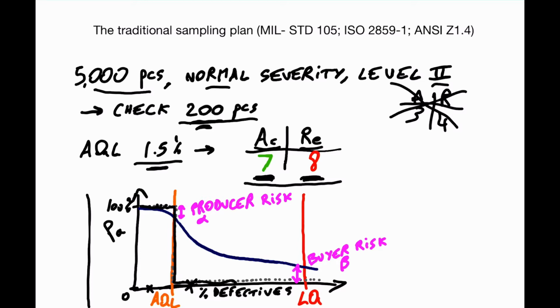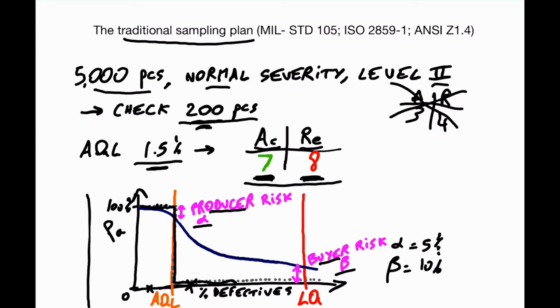Now, in this traditional sampling plan, the operating characteristic curve looks like the one shown here, and you can see the alpha risk and the beta risk. The alpha risk is the risk of having a good batch rejected, so it's the producer's risk, that's what the producer doesn't want, and the beta risk is the risk of having a bad batch pass the inspection, so it's the buyer's risk, the buyer doesn't want that. And in this type of plan, beta is 10% and alpha is 5%, so it's more favorable to the producer.